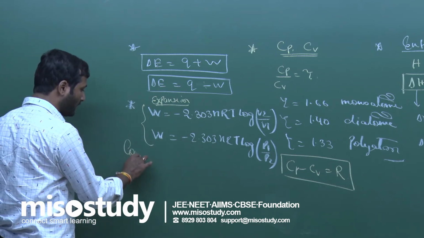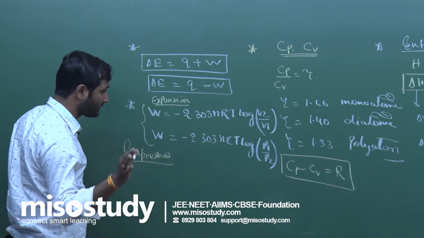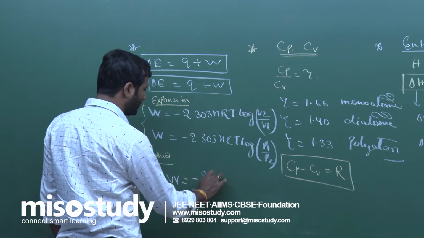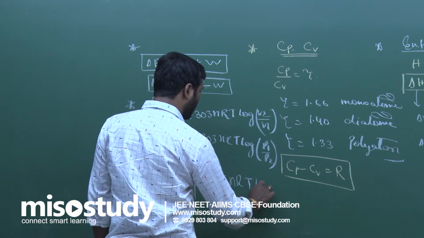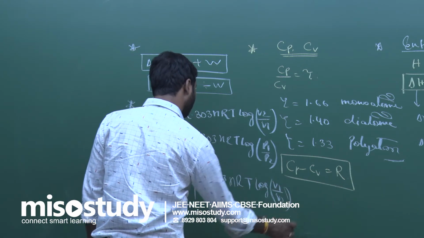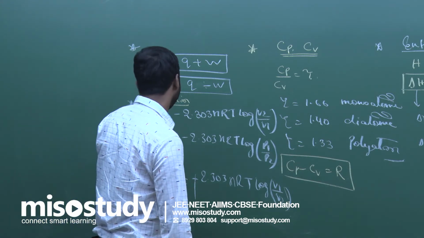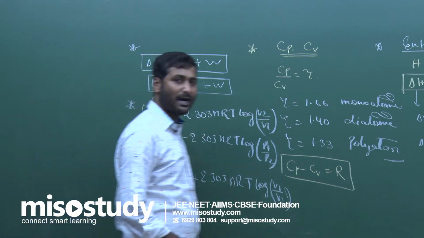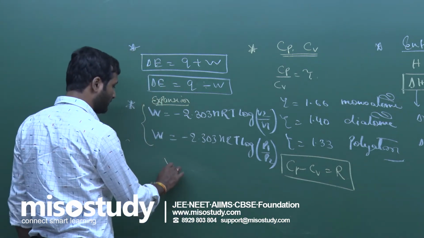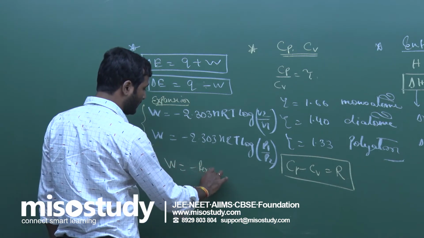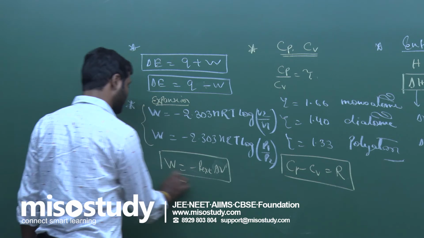In case of compression, what happens? In case of compression, the work done is equal to plus 2.303 nRT log V1 upon V2, or 2.303 nRT log P2 upon P1. Clear? Now we have isothermal irreversible expansion. In isothermal irreversible expansion, work done is equal to minus P external dV, or you can say delta V. Clear?